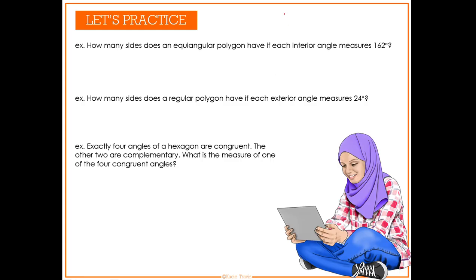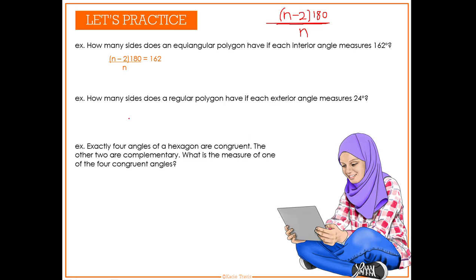The total number of interior angles is always n minus 2 times 180. But what is that n here? N is how many sides we have in the shape. So if we divide whatever we got here by n, we could figure out how to get this 162 by solving this. So let's set it up. We got n minus 2 times 180 over n, and that is equal to 162 there.